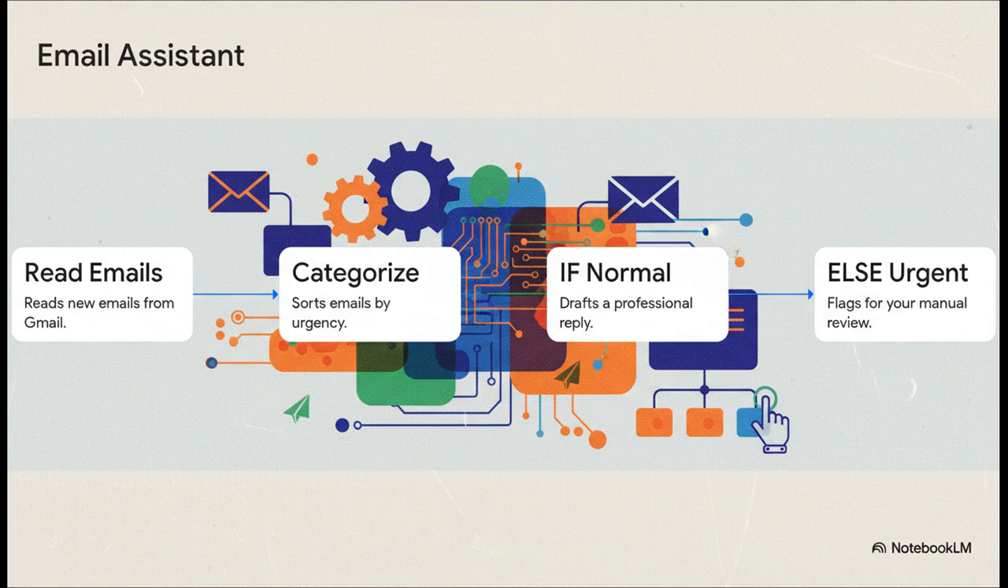And here's the magic part. It uses an if-then block. If an email is just normal, it'll go ahead and draft a reply for you. But if it's something important, it'll flag it so you can look at it yourself.